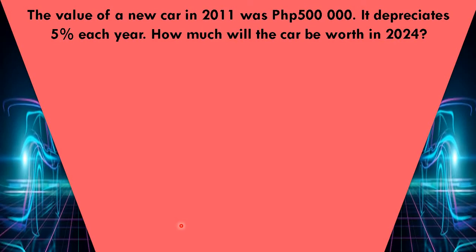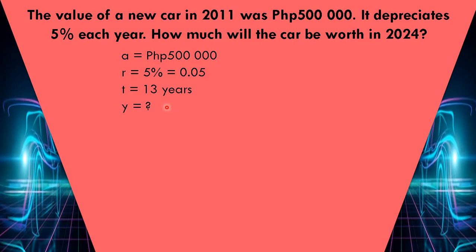The value of a new car in 2011 was 500,000 pesos. It depreciates 5% each year. How much will the car be worth in 2024? So depreciates means decrease of value. We have the initial amount, 500,000. Next, we have 5%, or 0.05. And the time is 13 years, since from 2011 to 2024 it is exactly 13 years. So 2024 minus 2011 is 13. And we're asked to find the y value, or the total amount after the value depreciates in 13 years.